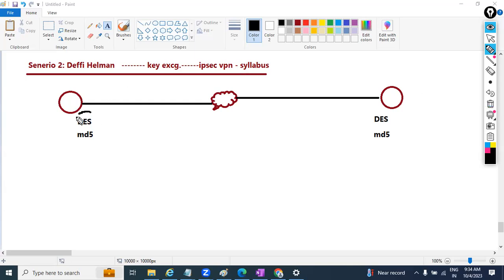On both sides, first of all, we would negotiate which kind of crypto algorithms we are going to use. First there would be negotiation. Okay, you are also using 3DES, I'm also using 3DES.